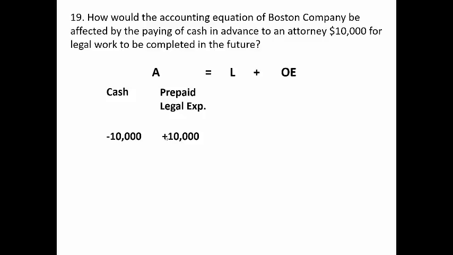Anything that's prepaid means that you have paid for something that you expect to get some use out of in the future. Now, if this was legal services that had already been provided, if they'd already been performed, then you would reduce cash $10,000 and also reduce owner's equity by $10,000 under legal expenses. But this is not something that has been used up already. This is something that has future value.